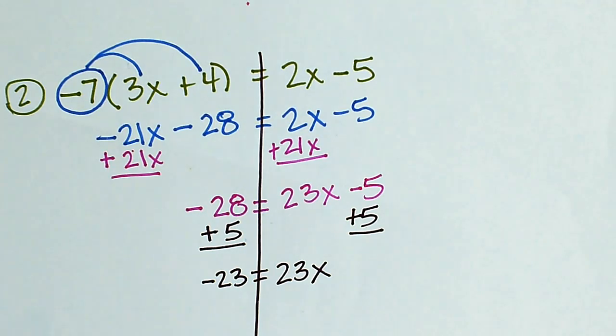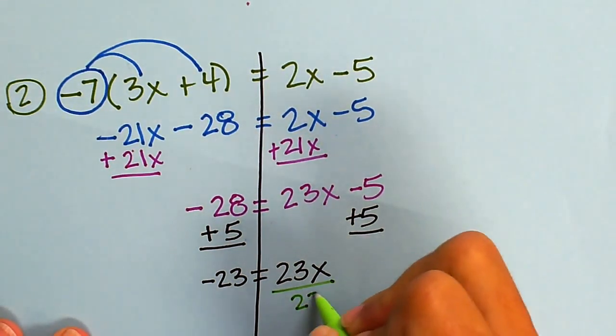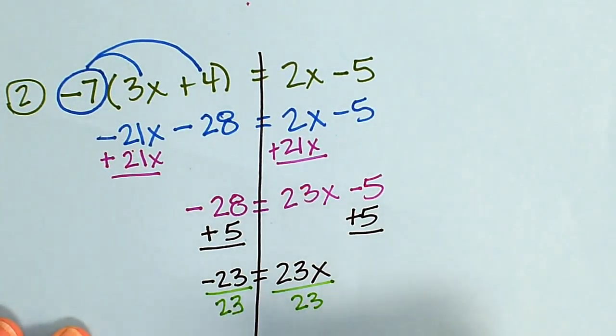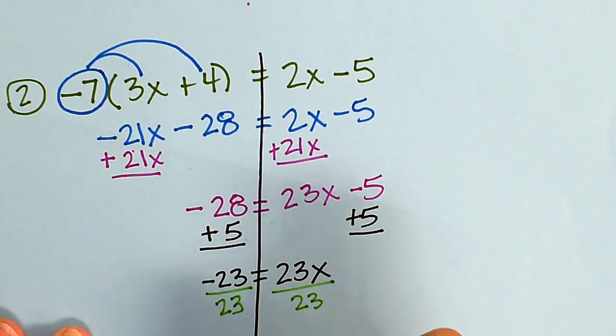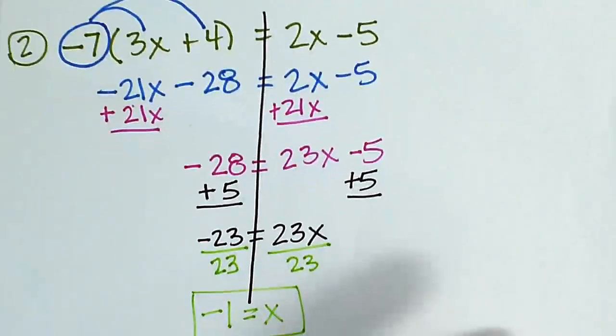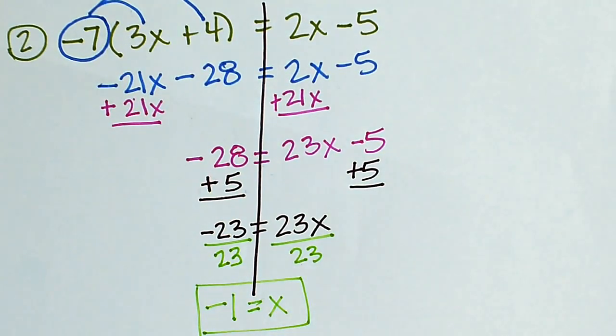And finally, I want to get x by itself. The number on the same side of the equal sign as x is 23. It is multiplying by x. Therefore, I will divide by 23. Negative 23 divided by 23 is negative 1. My final answer is x is equal to negative 1. Okay. I want to check it because I want to check all of them because, again, I want to get 100 on this assignment.